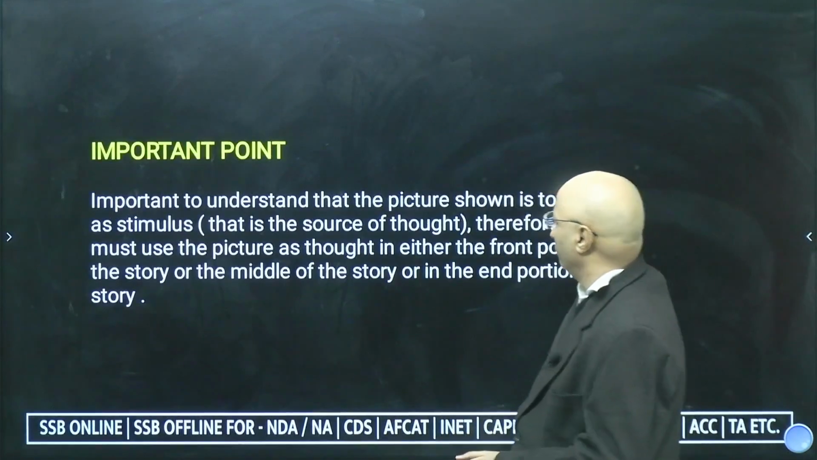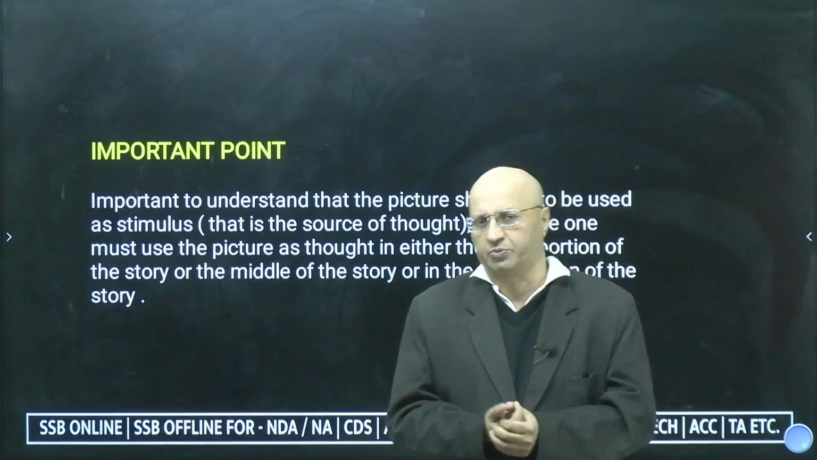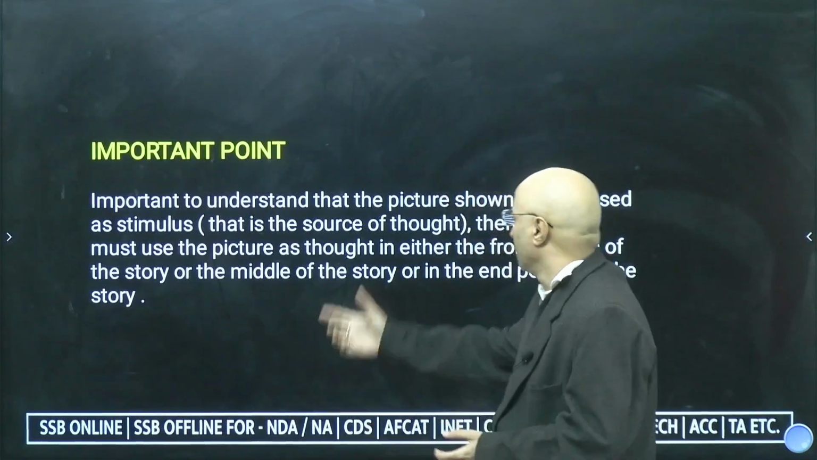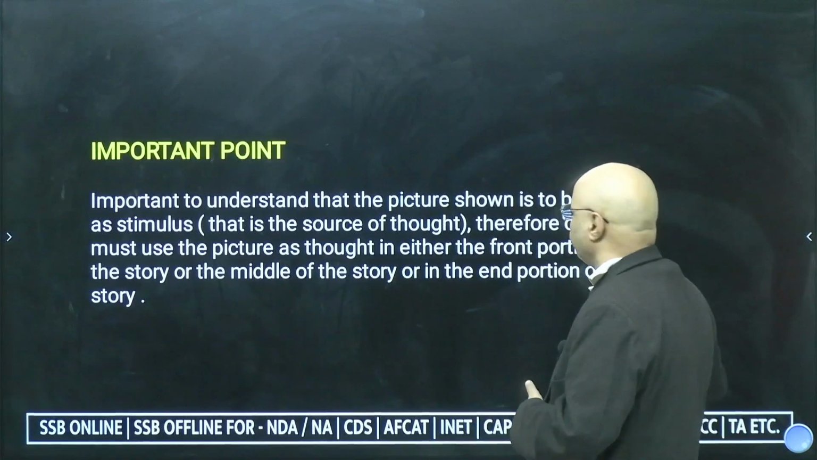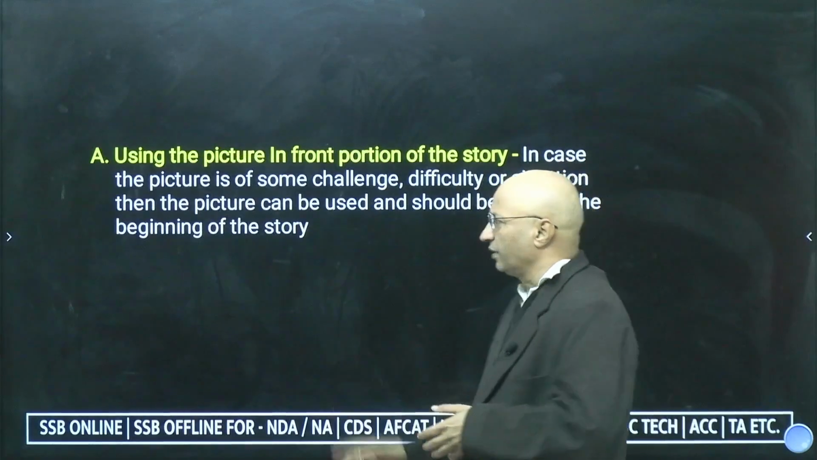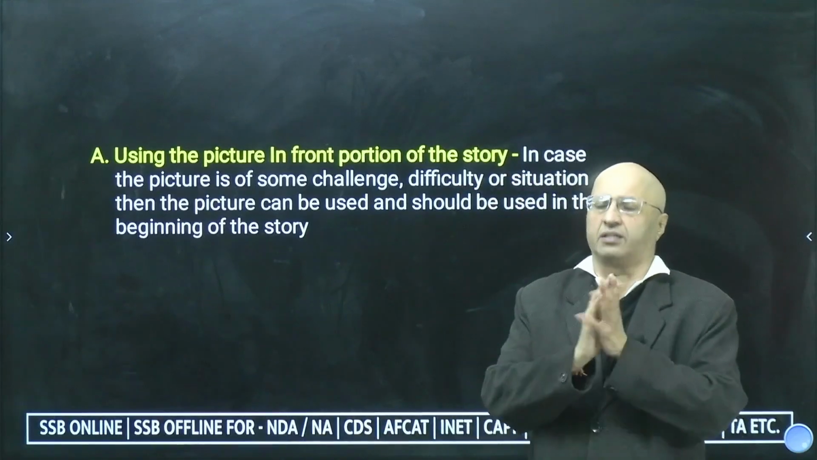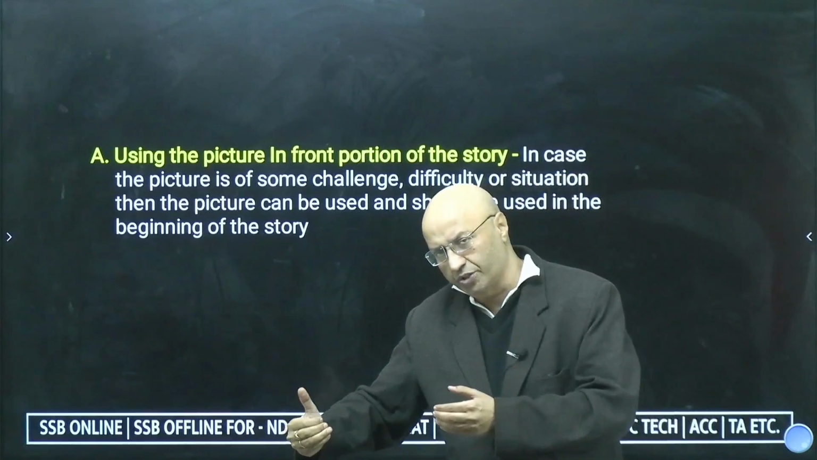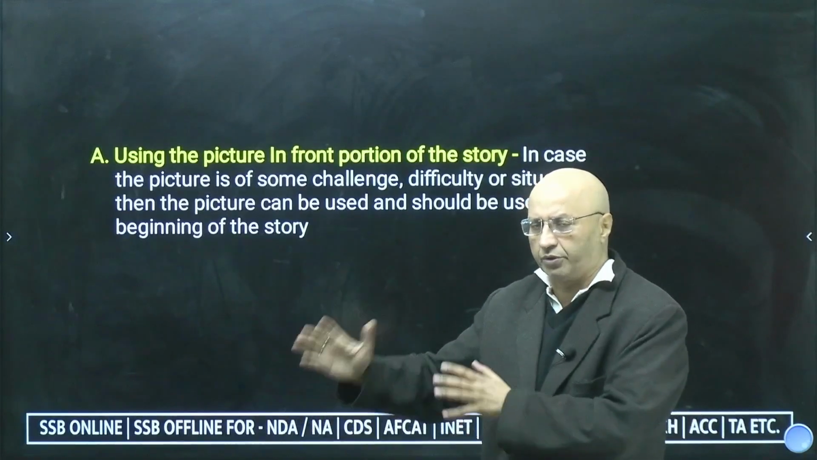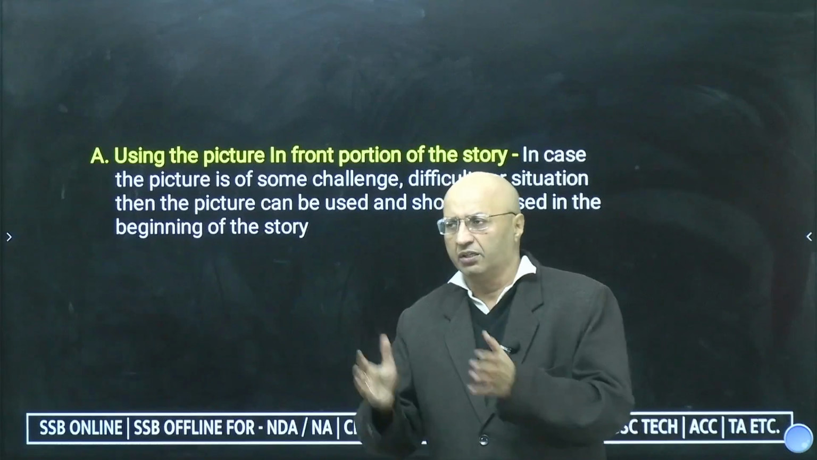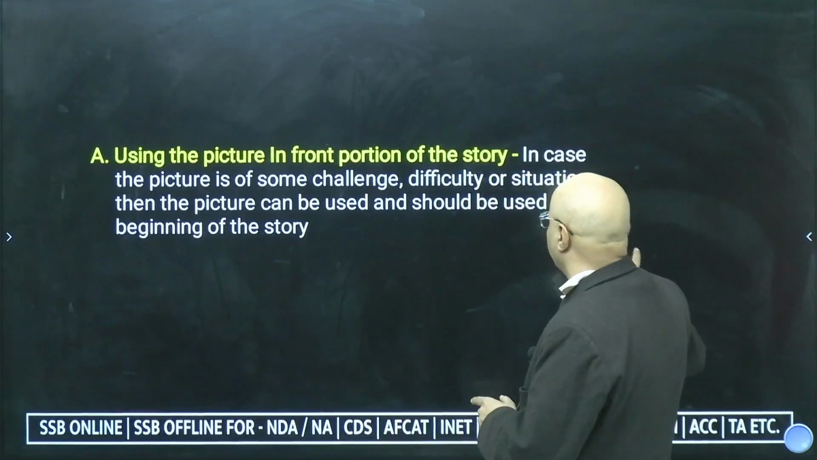Next, an important point. The picture shown as a stimulus, it is a picture. Stimulus means what creates a response. You have to use it either in the front portion, middle portion, or the last portion. Using the picture in the front: if the picture is of some challenge, difficulty, or situation, then the picture should be taken in the front, so by the end of the story you have solved the problem. Have you understood? For example, there was an accident, he did this, and a last step. That's the way to use the picture in front.